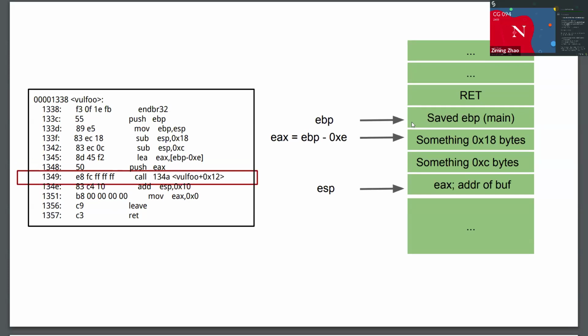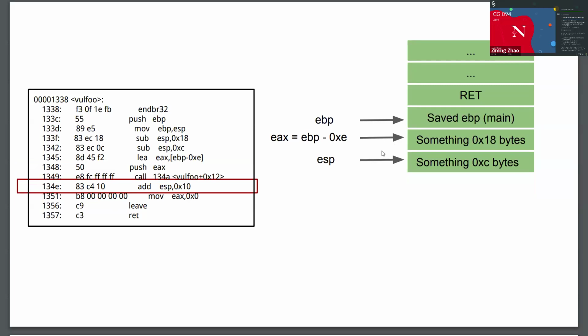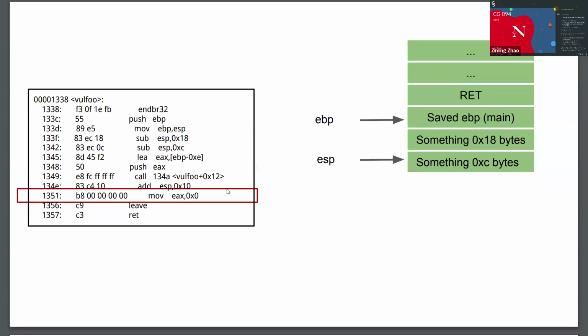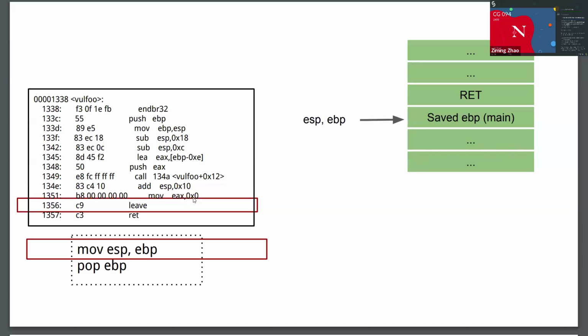So let's say after we make that gets call, we write something to this place. Eventually what happens, when gets returns, it will balance the stack, move the return value, which is 0, to EAX. That's setting the return value. Then only 2 more instructions. The first one is leave. Leave is equivalent to 2 instructions. One is move EBP to ESP, another one is pop EBP.